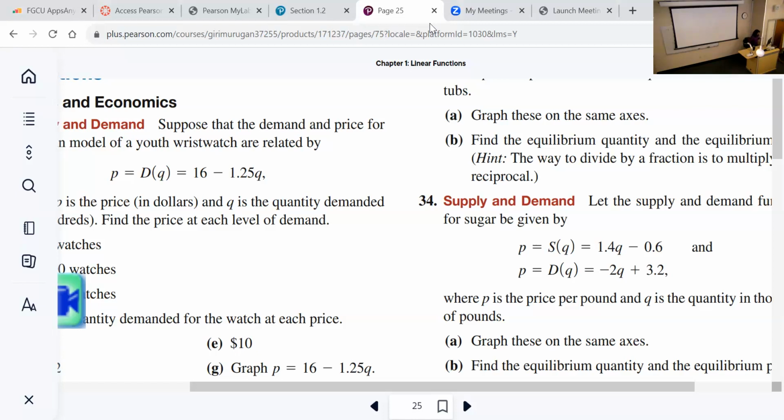Go ahead, start your calculator and hit Y equals, the top left corner, or is it top right corner? What do we see? Easy question. We see something? Yes. What do we see?